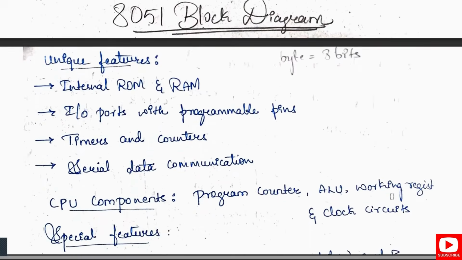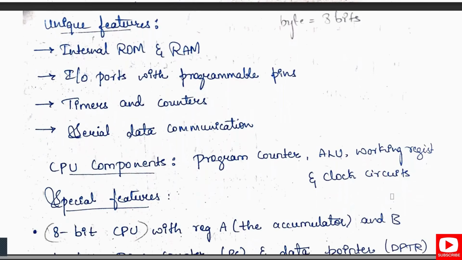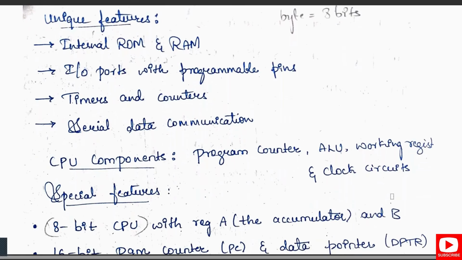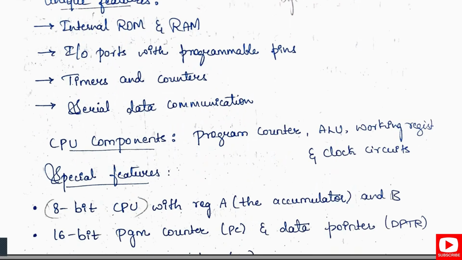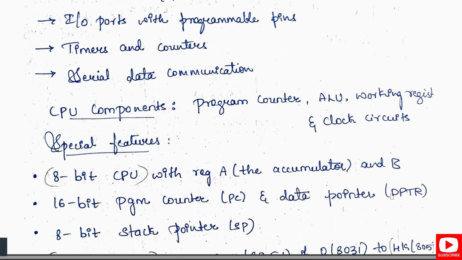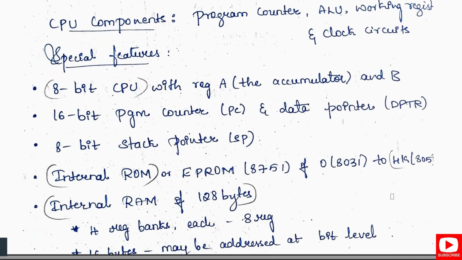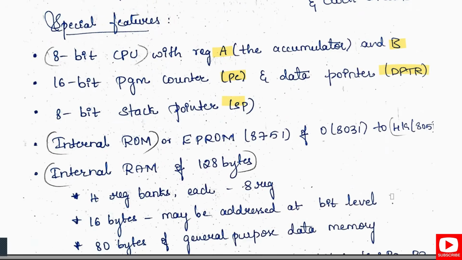Coming to the explanation part, unique features of the microcontroller: it has internal ROM and RAM, I/O ports with programmable pins, timers and counters are present, serial data communication. What are the CPU components? It has an ALU, working registers and the clock circuits. Some of the special features we have here is an 8-bit CPU with a register A, that is accumulator, and a register B. We have a 16-bit program counter as well as the DPTR. And we have an 8-bit SP, that is stack pointer.